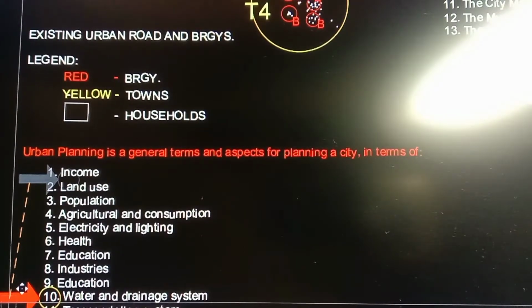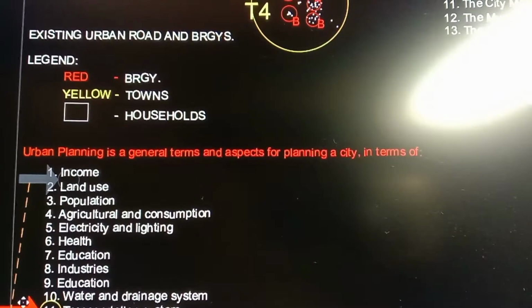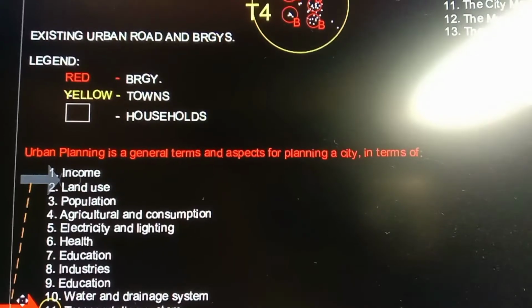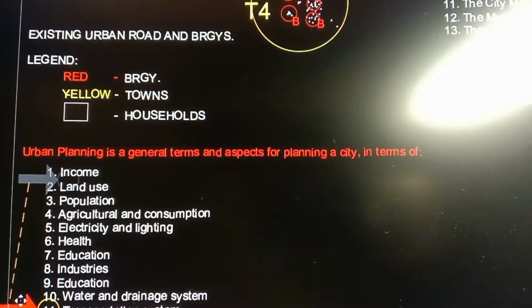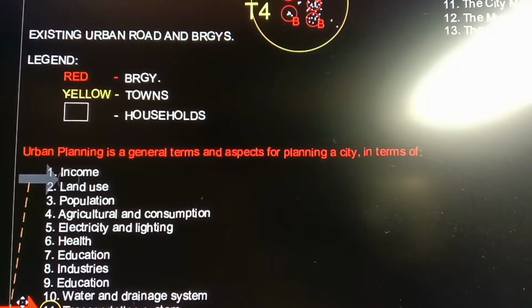And aside from water and drainage system, another one is transportation. A city must have a proper transportation system. So what is the proper transportation system? It's air transportation, sea transportation, and land transportation. There will be three types of transportation: air, water, and land. So if you have a complete set of this, then you become a city.